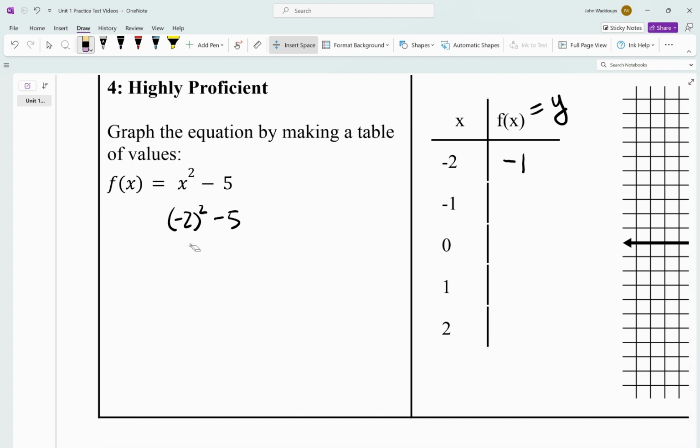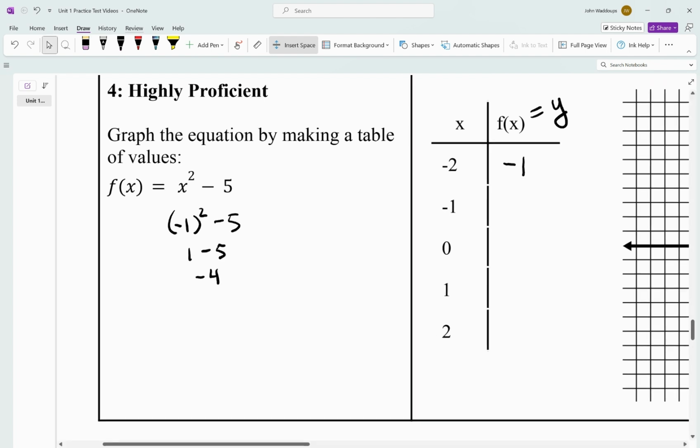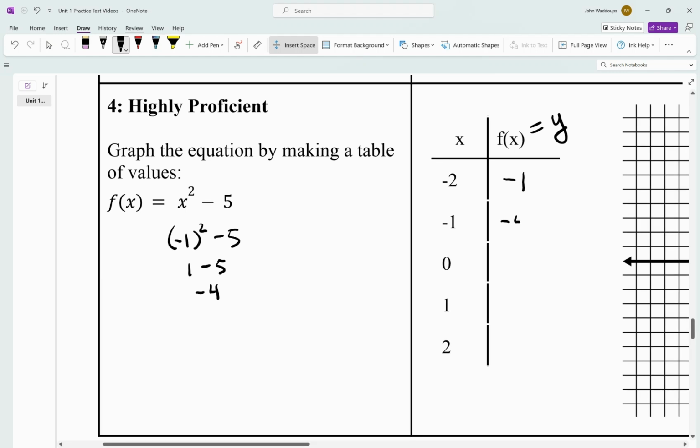Then here I put -1. And -1 squared, -1 times -1 is positive 1, minus 5, and 1 minus 5 is -4. So I put that over here. And continue on down. 0 squared is just 0, and 0 minus 5 would be -5.